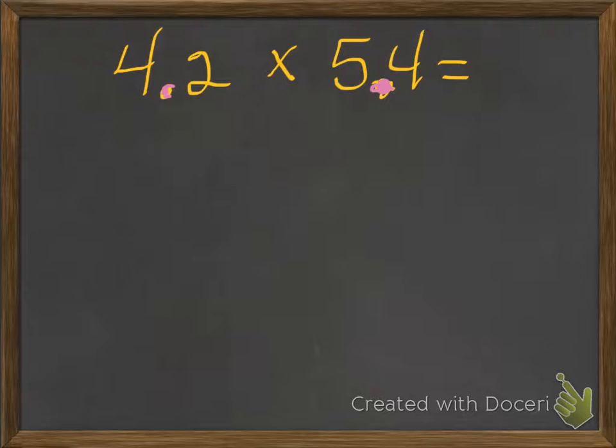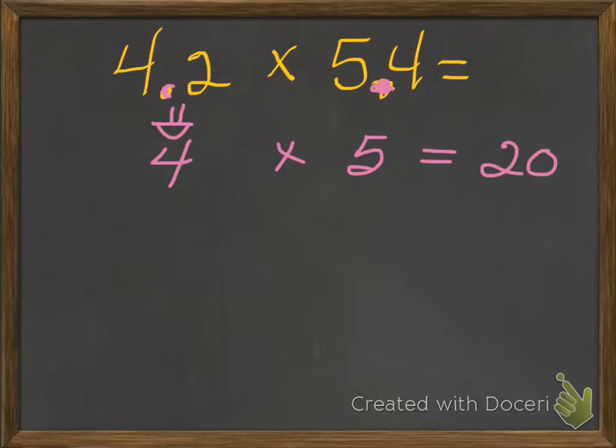Okay, let's check it. Before we do, I'm going to do a quick estimate. 4.2 is very close to 4. 5.4 is closer to 5 than it is to 6. So I'm guessing that 4 times 5 is 20. So I'm guessing my answer is going to be close to 20. Okay, let's do the actual math and find out.